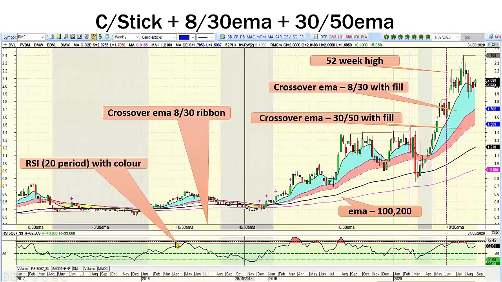This one is an RSI. Somewhere I picked it up on the internet. It just simply colours the panes in the middle with a green, which in my view is if the RSI is sort of wandering around 50 or above and it's in green, it's quite positive. If it starts to drop below the 50, then be careful.